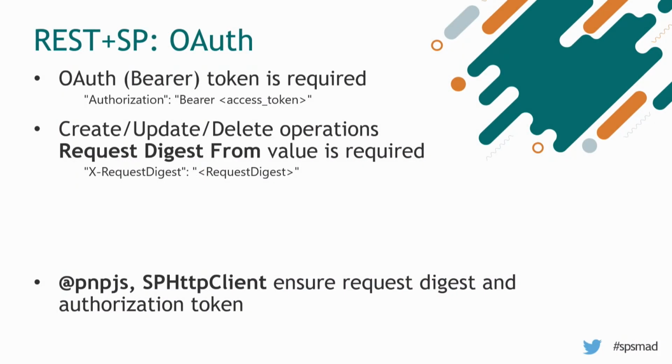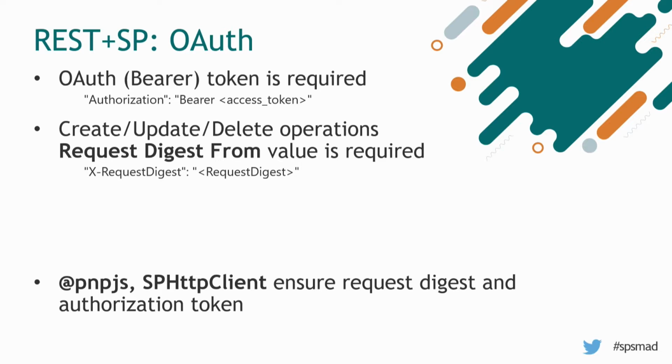OK, maybe 2 words about the authentication. Right now, with SPHTP client, we are using OAuth. So we have to have 2 things to authorize to the SharePoint. The first thing is authorization token, a bearer token. That's the thing that allows us to authenticate to SharePoint. And the second thing is the request digest. And this is only required if we are executing the changes, like delete or update. If we are executing the get, we don't have to provide it.